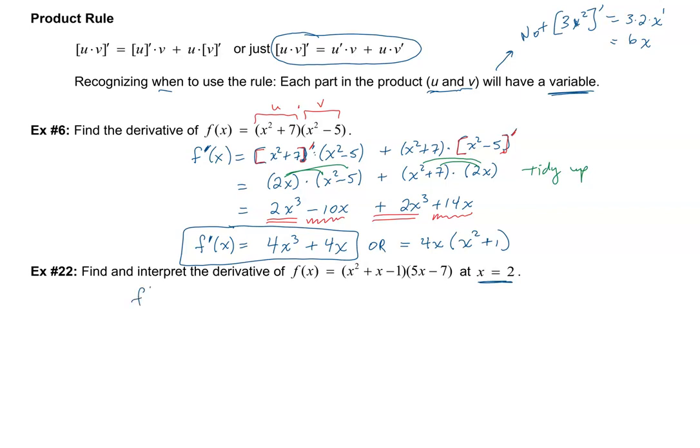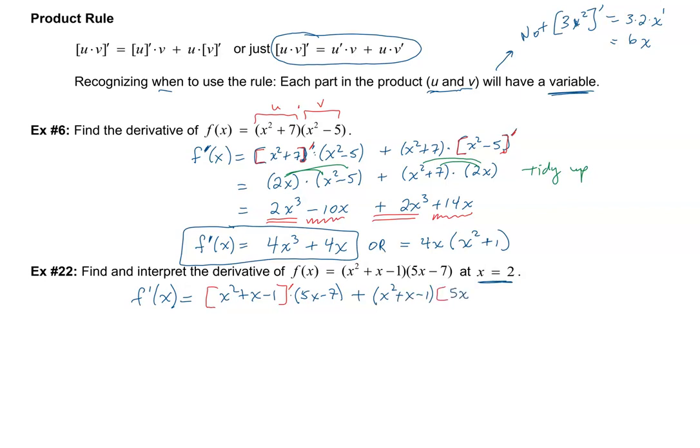I'm going to write out my plan of attack. F prime of x is going to be the derivative of x squared plus x minus 1. Again, you could think about multiplying out, but in the long run, you'll be better off learning the product rule. So the first derivative of the first part times the second part, and then plus. Now we leave the x squared plus x minus 1 alone, and we multiply that by the derivative of 5x minus 7.